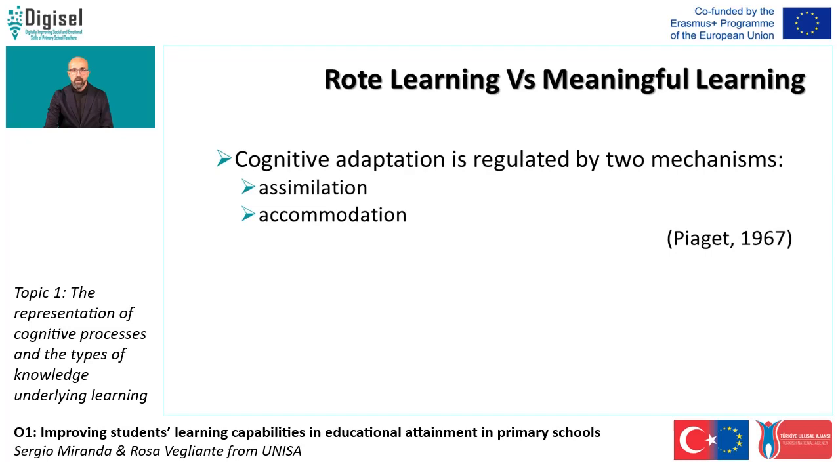According to Piaget, the cognitive adaptation is regulated by two mechanisms: assimilation, that allows experimental data to be inserted into schemas or prior knowledge without making any modifications; accommodation, that takes place when the processed schemas are modified to integrate the new elements coming from experience.